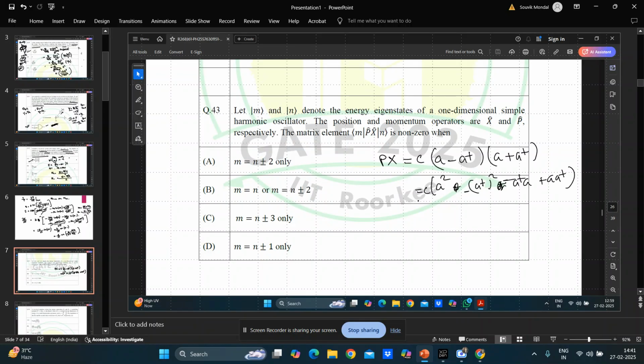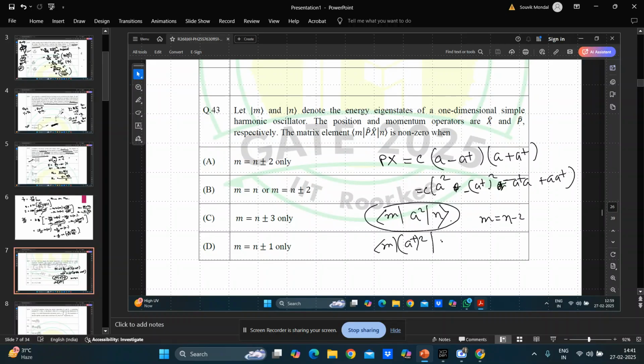Don't care about these. Now, if you have to get a finite value from this, your aim should be n minus 2, right? Because a square will lower this by 2. If you operate a on n, it will give you n minus 1. Then again it will give you n minus 2. So if you have to get some finite result, you have to aim for m equal to n minus 2.